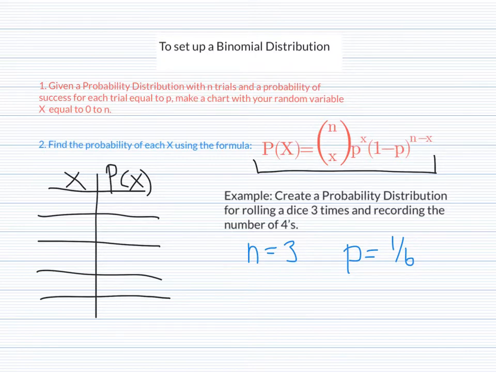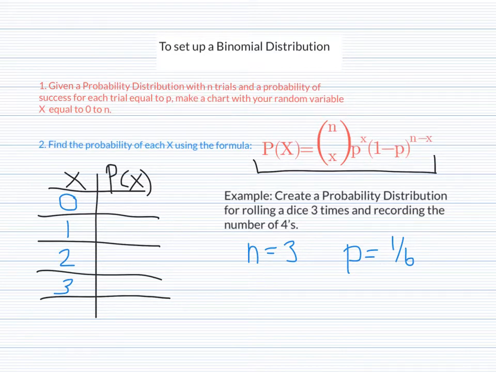So now we need to find the probability of having 0 successes, so on the 3 tries, getting 0 4s. 1 success, so on the 3 rolls, getting one 4. 2 successes, and 3 successes. And we're going to find each of these by plugging, respectively, their variable and the probability into the formula.